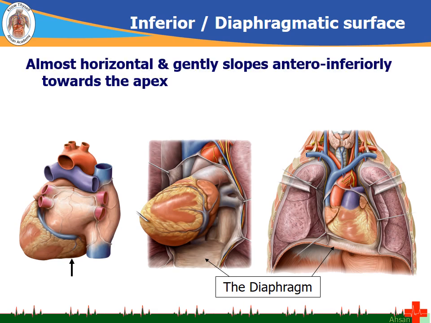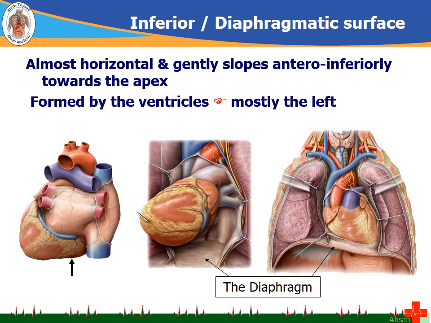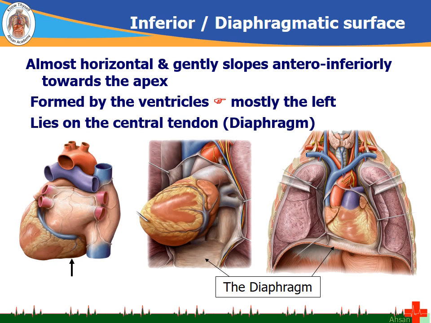The inferior surface is also known as the diaphragmatic surface. This is almost horizontal and gently slopes anterior-inferiorly towards the apex. It is formed by the two ventricles, mostly by the left ventricle, and this lies on the central tendon of the diaphragm.